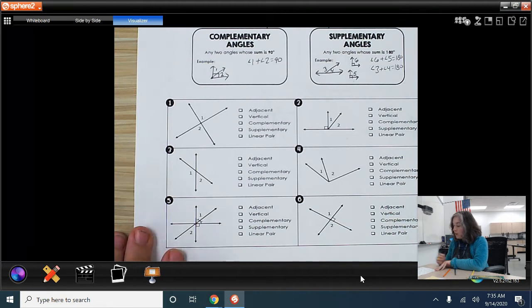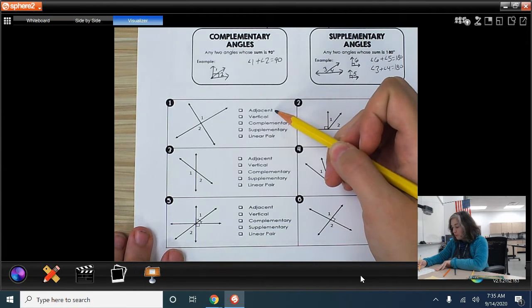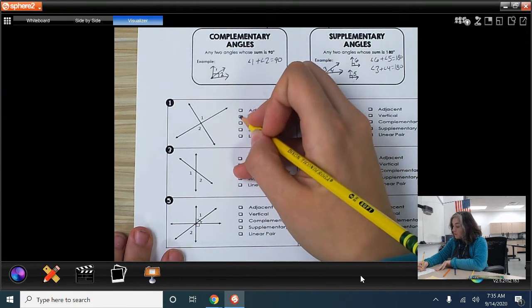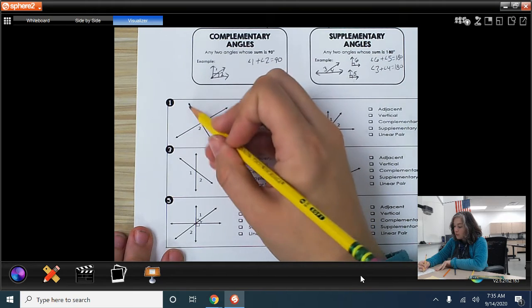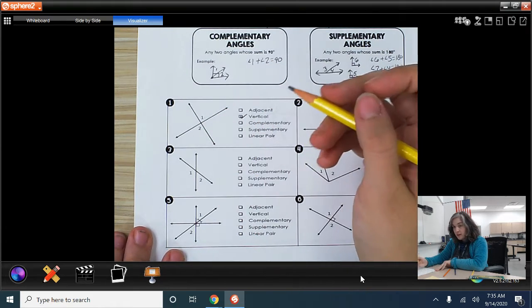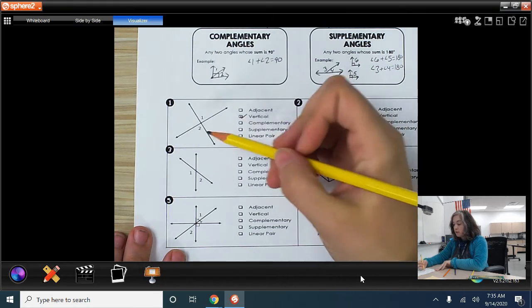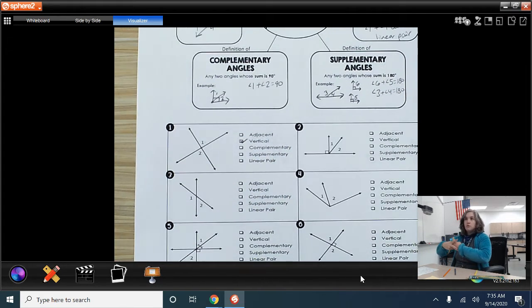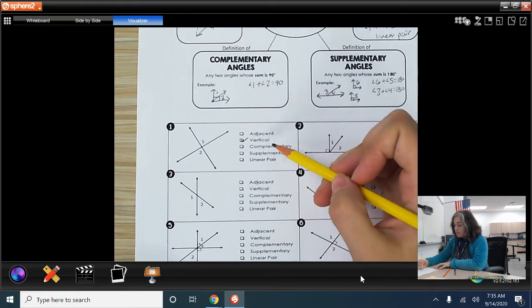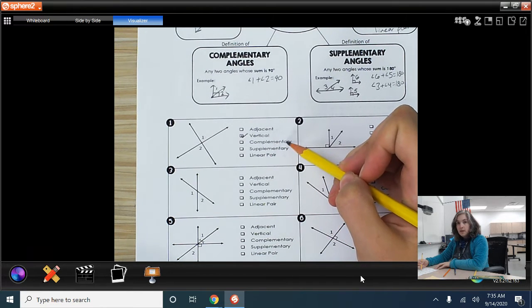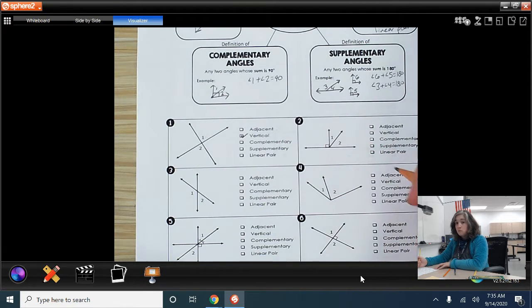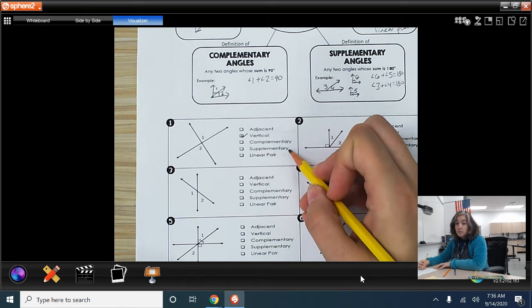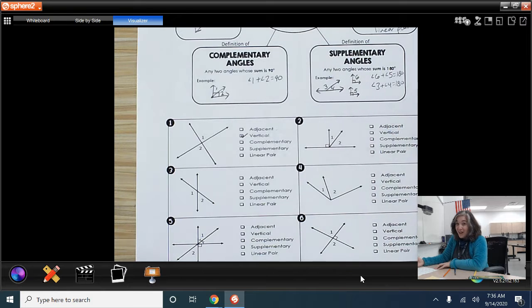Well, are they adjacent? Are they next to each other? No. Are they vertical? Yes, they are vertical. You can kind of tell because they both form V's. 2 is an upside down V, but that's a good way of relating them. Complementary, do they add to make 90 degrees? I don't know. Nowhere on here is 90 degrees marked, so I can't tell if they're complementary. I can't tell if they're supplementary either because there's no measurements given, so I just don't know.